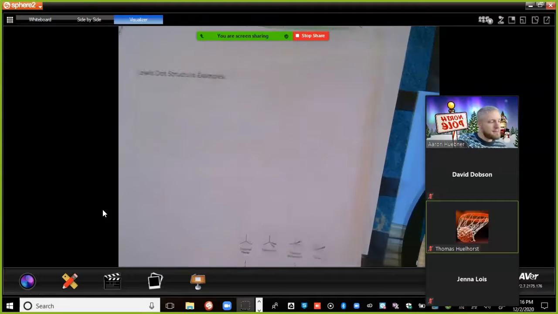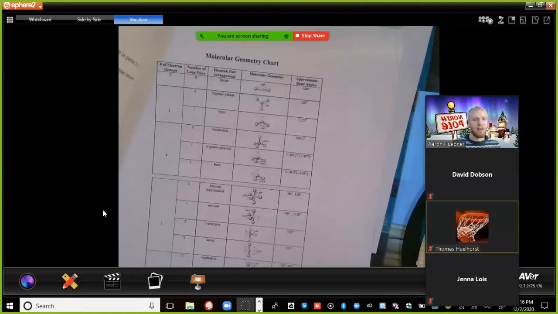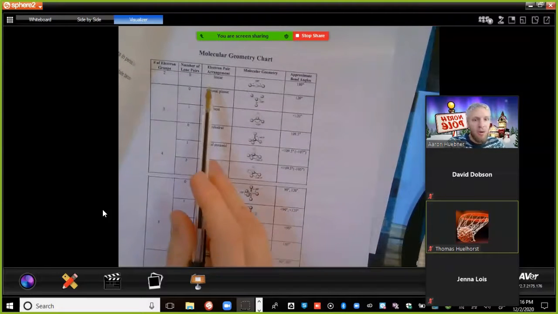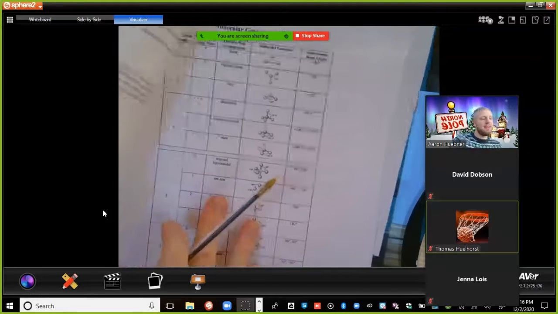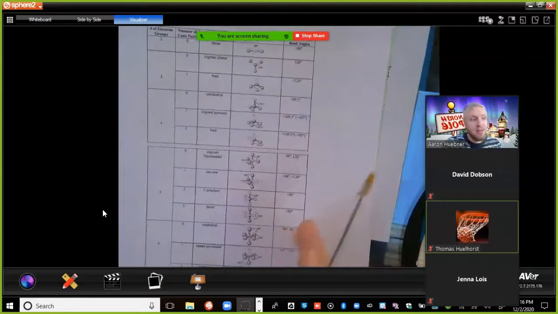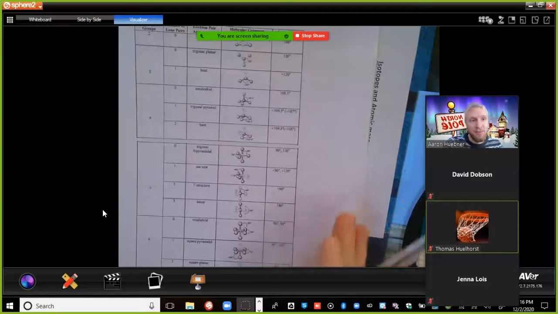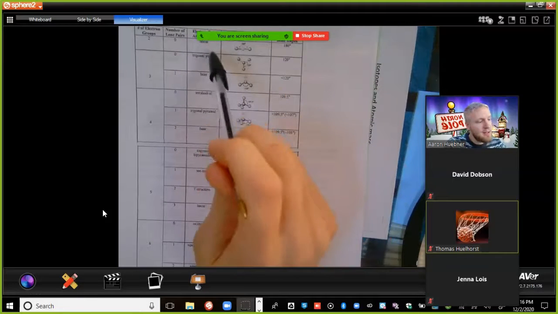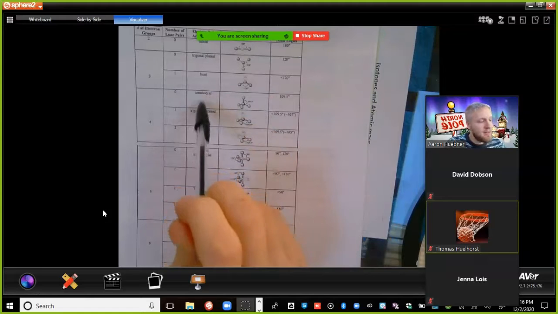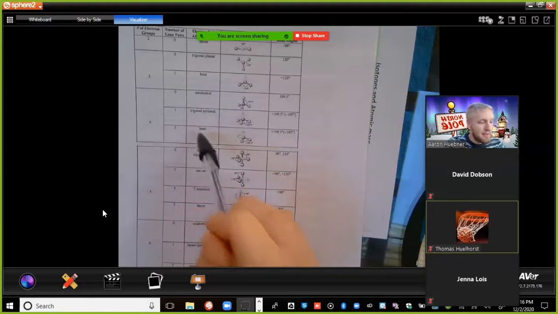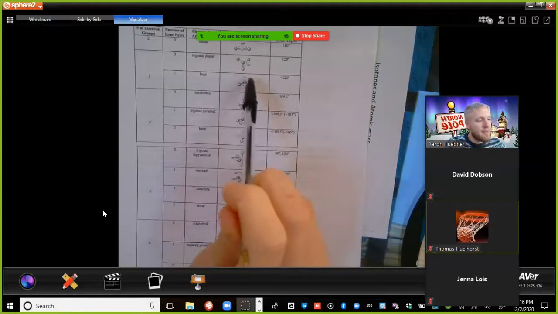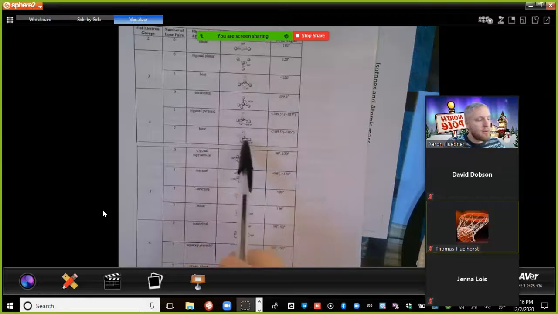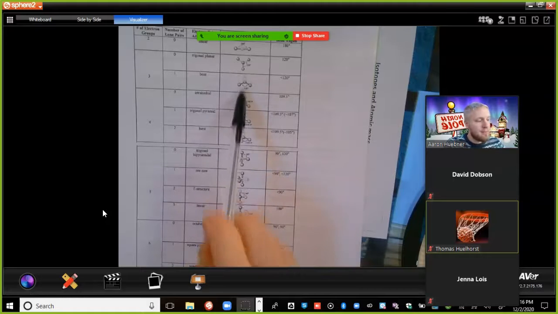Before we do that, we've got a nice little chart right here that has all of the different shapes. This is the hard part, just memorizing it. It's easy in that you don't have to do any mathematical calculations, but you've got to memorize facts. So we've got linear, trigonal planar, bent, tetrahedral, trigonal pyramidal, and there's a different type of bent. There are two bents, one where you have one lone pair and one where you have two lone pairs, and the difference is the bond angle.